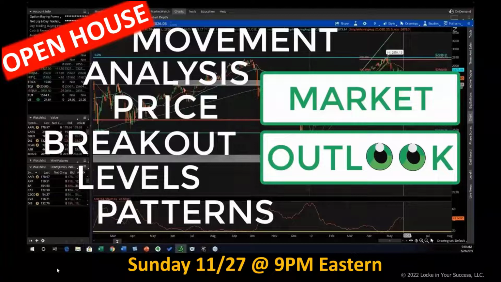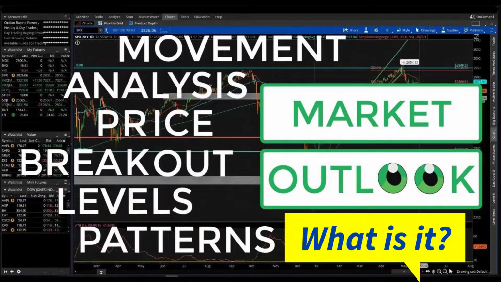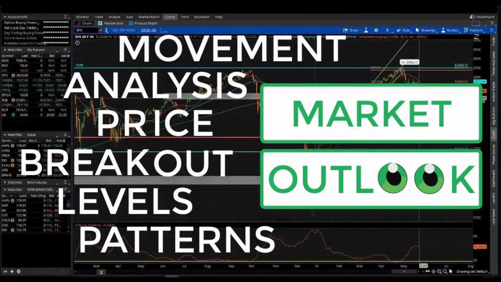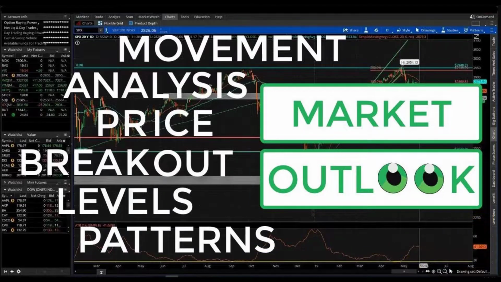We are having a market outlook open house, and this open house is available to anybody, our Go members and the general public. You'll find that the market outlook is applicable to any type of trading, whether that be short-term, long-term, directional, or non-directional. We do focus on some concepts that are non-directional, which you will not see anywhere else in the industry.